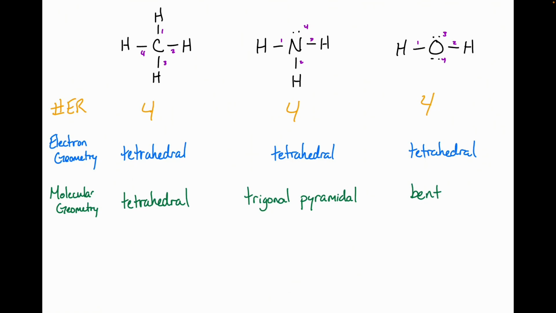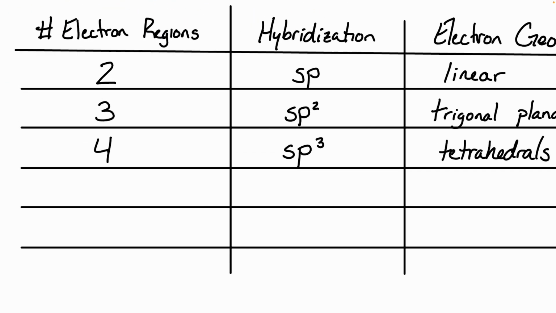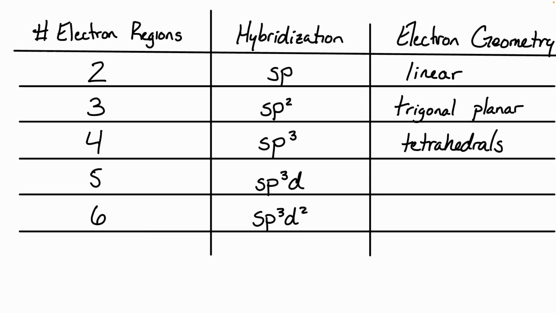Okay, so now we're going to keep going on this table here with 5 electron regions and 6 electron regions. These are considered sp3d and sp3d2 hybridized central atoms here. But before we can do that, we got to talk about one more thing with regard to drawing our Lewis structures. Okay, so we'll come back to this table and fill this in here, but we got to learn about what's called the expanded octet.